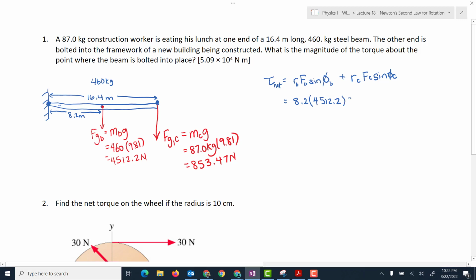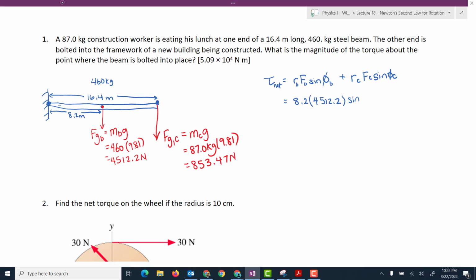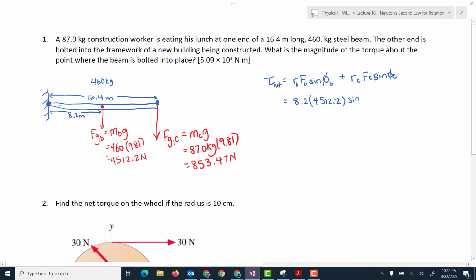And then I have sine of my angle between the r vector, and I'll just draw in the r vector so it's clear. This is my r vector right here, and my force of gravity vector, this vector here. So what's the angle between those two? The r vector is horizontal, the f vector is vertical, so the angle between them is 90 degrees. So we'd say sine of 90 there.